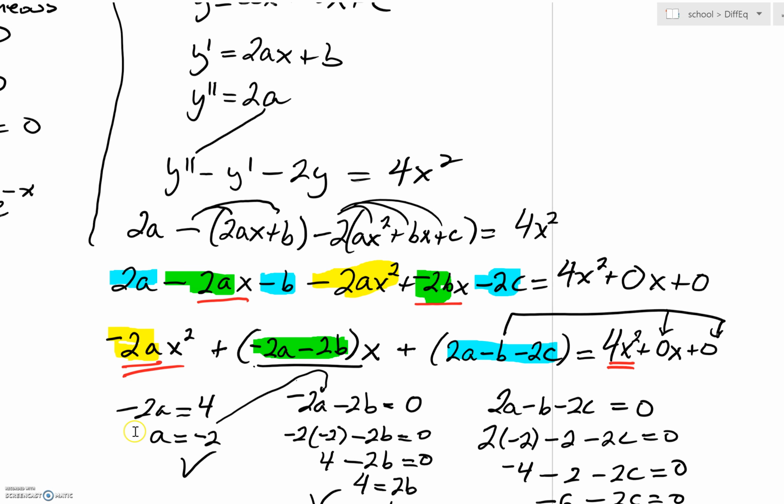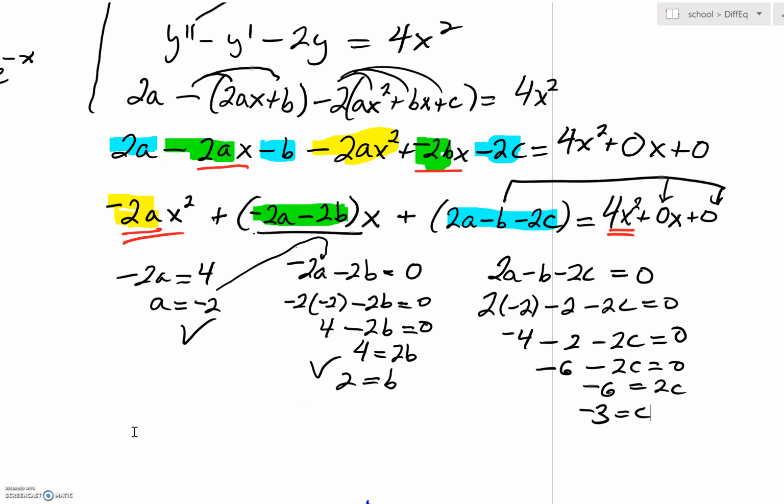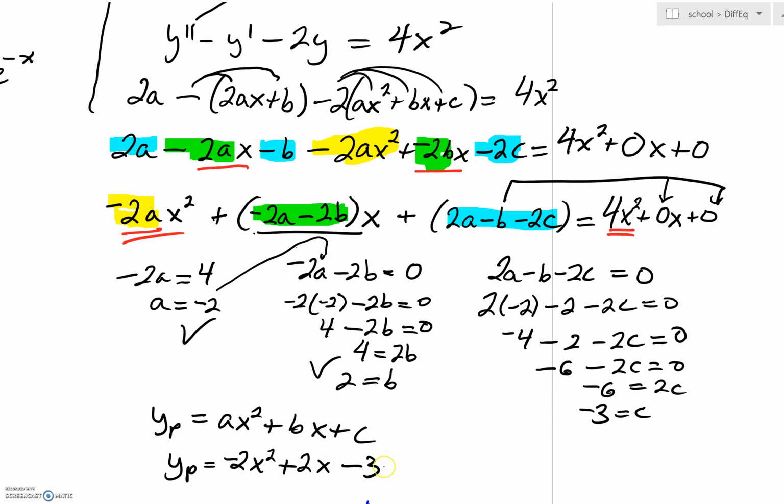So what we assumed in the beginning, y is equal to ax squared plus bx plus c, and that, by the way, is my particular solution that I'm guessing. I could say, well, wow, now I believe that in particular, negative 2x squared plus 2x minus 3 is going to do the trick. It's going to solve that differential equation.